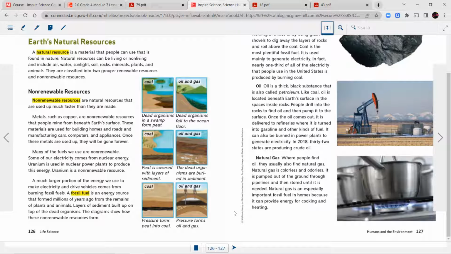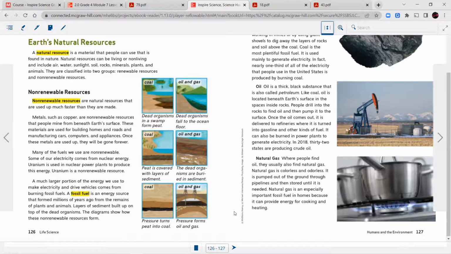Natural gas. Where people find oil, they also find natural gas. Natural gas is colorless and odorless. It's pumped out of the ground through pipelines and then stored until it's needed. Natural gas is an especially important fossil fuel in homes because it can provide energy for cooking and heating.